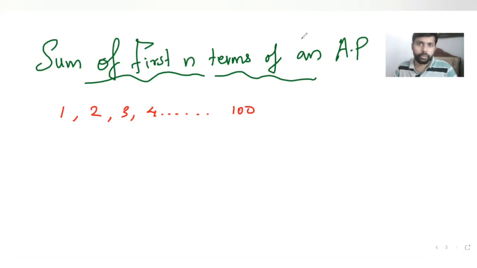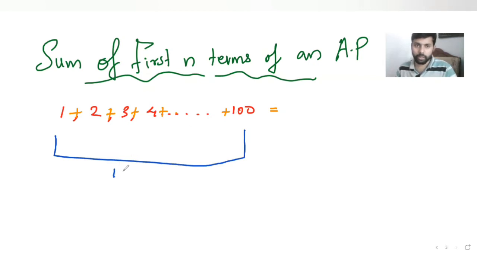That means we are trying to find the sum of the natural numbers from 1 to 100, that is, 1 plus 2 plus 3 plus 4 plus etc. plus 100. Then what is the value of this? Instead of adding these numbers one by one, let's observe the sequence: the first number is 1 and the last number is 100. If we add the first and last number, 1 plus 100, we get 101.